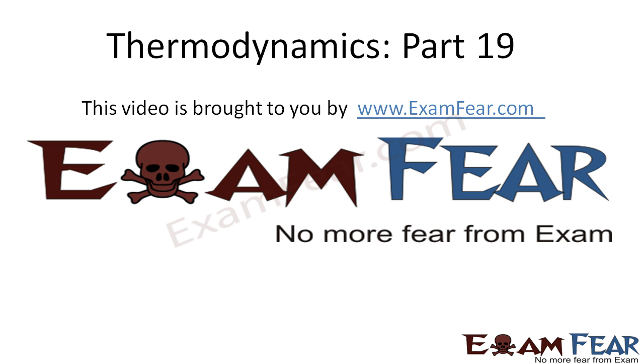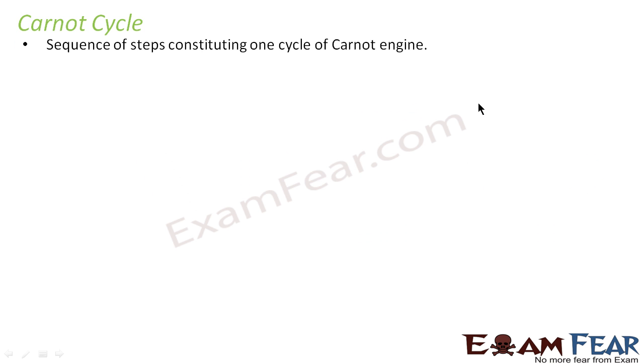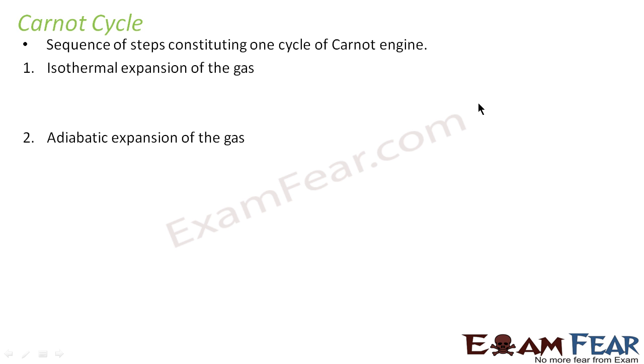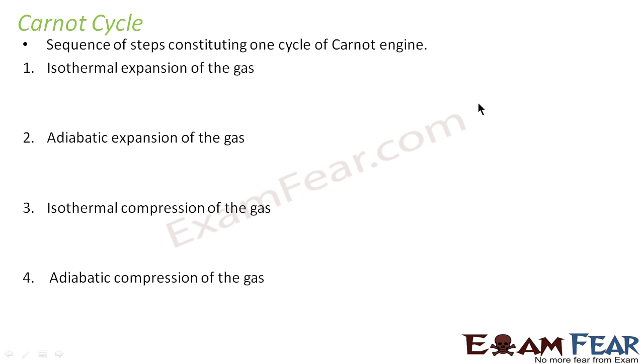Please make sure that you have watched all the videos from part 1 to part 18 before going ahead with part 19. So now let us look at the sequence of steps constituting one cycle of Carnot engine. The first one is isothermal expansion of gas, right? The second step was adiabatic expansion of gas. The third step is isothermal compression of gas, and the fourth step is adiabatic compression of gas.